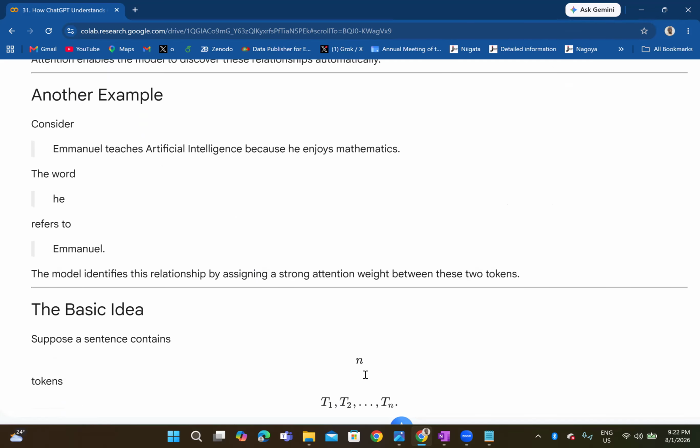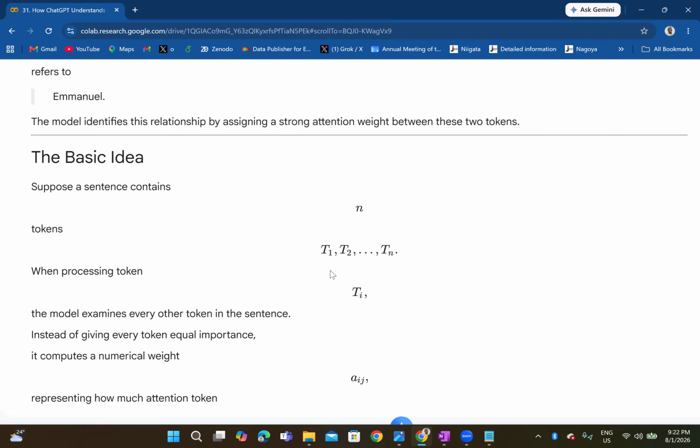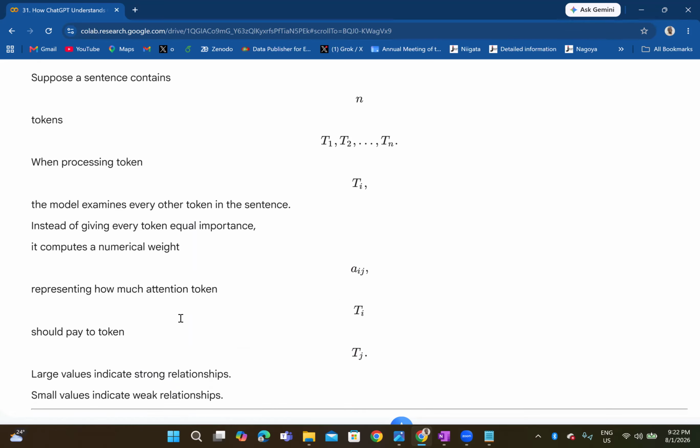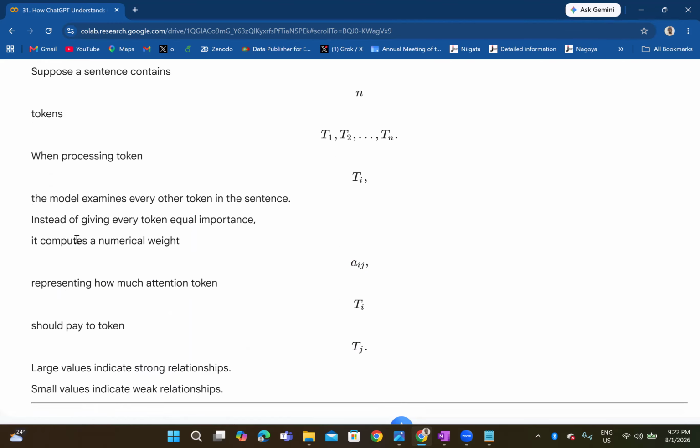Now imagine another example. Consider: "Emmanuel teaches artificial intelligence because he enjoys mathematics." I guess that is me right there. The word "he" refers to Emmanuel, so the model identifies this relationship by assigning a strong attention weight between these two tokens. The basic idea: suppose a sentence contains n tokens, T1, T2, up to Tn. When processing token Ti, the model examines every token in the sentence. Instead of giving every token equal importance, it computes a numerical weight a_ij representing how much attention token ti should pay to token tj. Large values indicate strong relationships and small values indicate weak relationships.